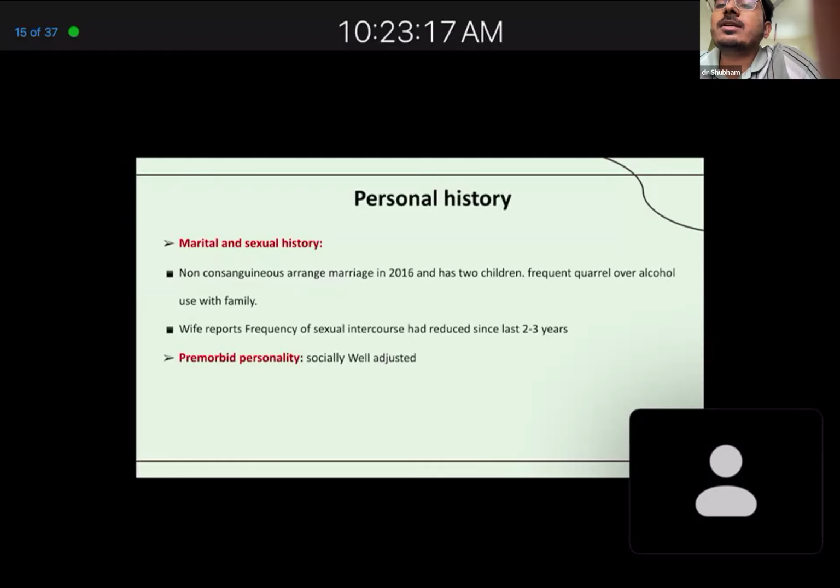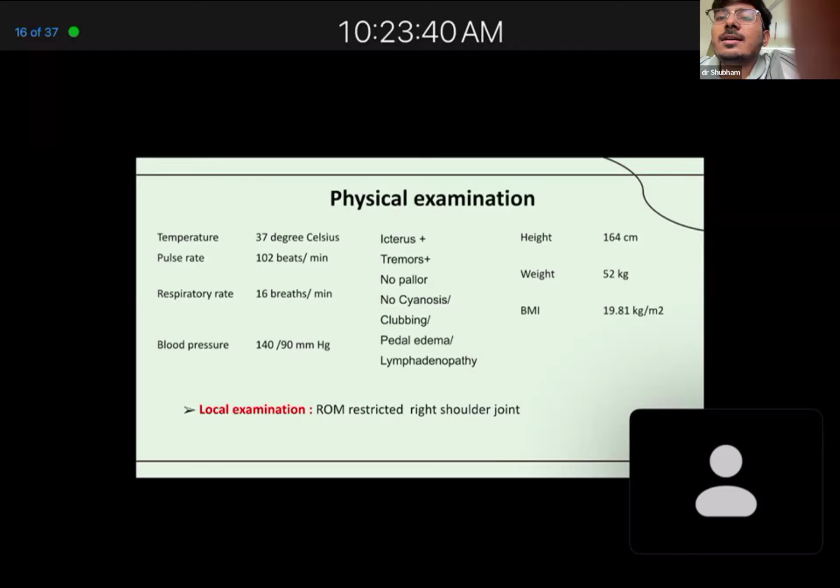In the marital and sexual history, the marriage between the two was non-consanguineous in 2016, and the patient has 2 children. There is also frequent quarrel over alcohol use with the family. Wife reports the frequency of sexual intercourse has reduced since last 2 to 3 years. In premorbid personality, the patient is socially well adjusted.